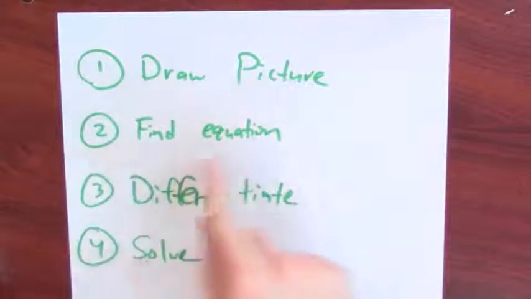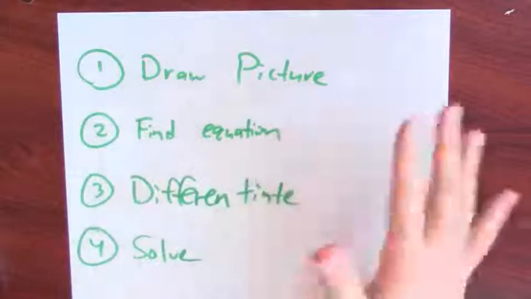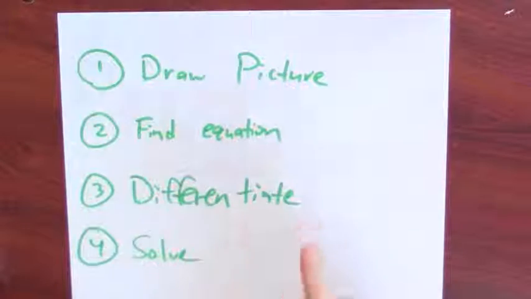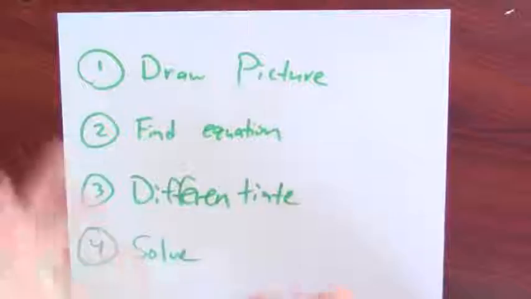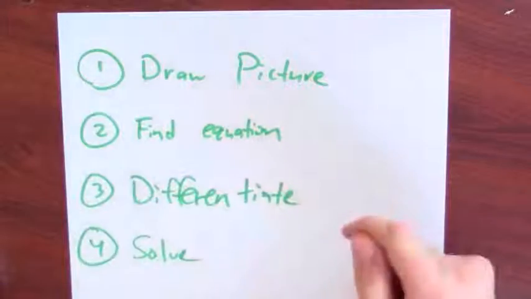Step 2, find an equation. Given that picture, you should label everything in the picture so you can write down some equation. Step 3 is to differentiate that equation, which will probably involve the chain rule. And step 4 is to solve that equation for whatever you're interested in finding out. I mean, you're hopefully trying to find some rate of something, so you're going to try to find one of those derivatives in there. Let's draw a picture to represent this person moving away from the light source.